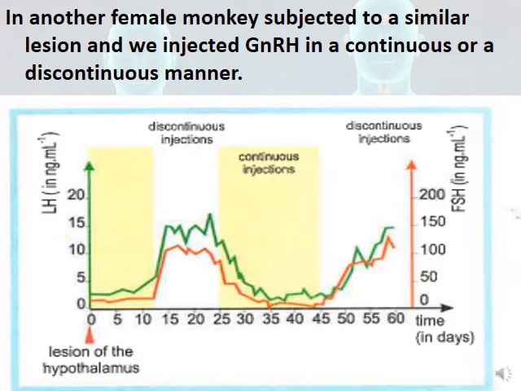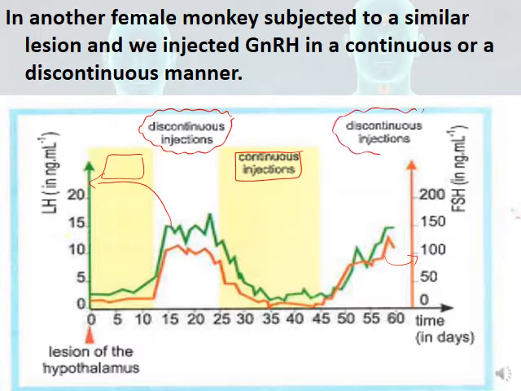In another female monkey subjected to a similar lesion and then injected with GnRH, either in a continuous or a discontinuous manner. So upon the lesion of the hypothalamus, what will happen? There were minimum levels of LH and FSH. As you see here, the green is for LH and the red one is for the FSH. And here we have continuous injection, which is in the yellow regions, and the discontinuous injection in the white region here. So what can we deduce here?